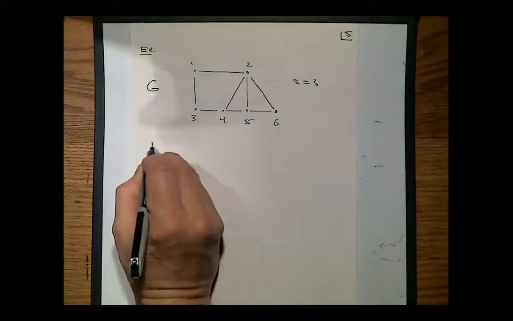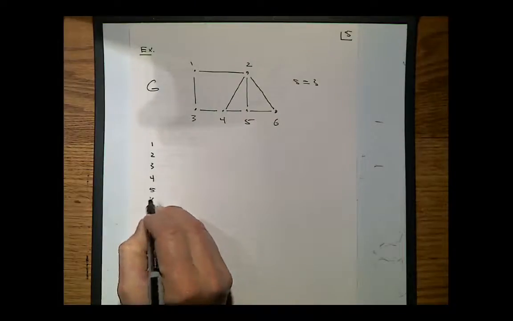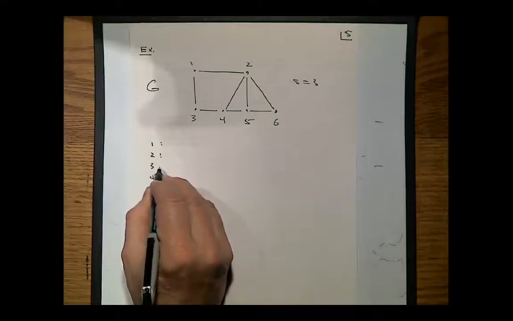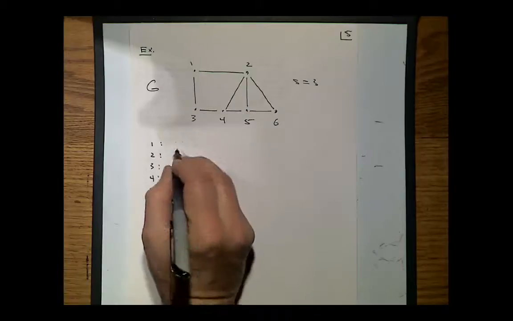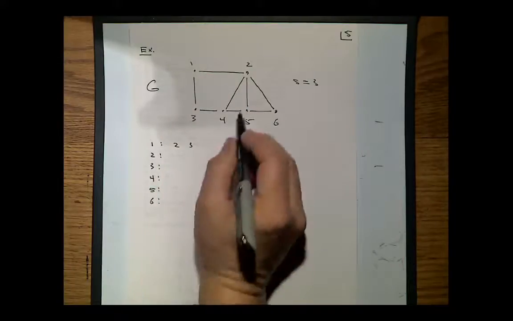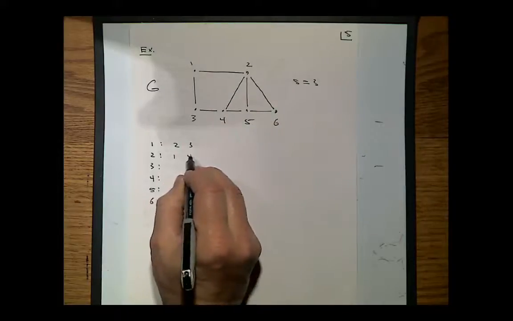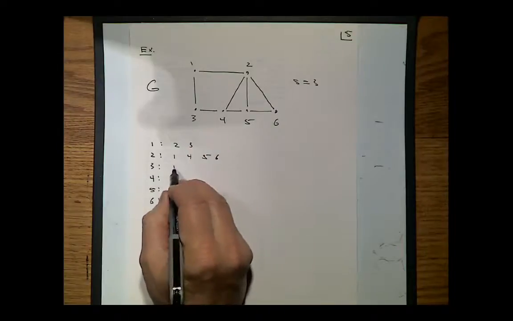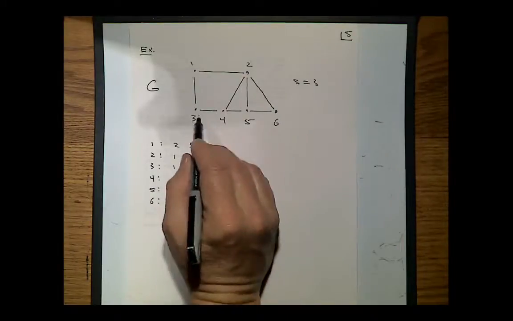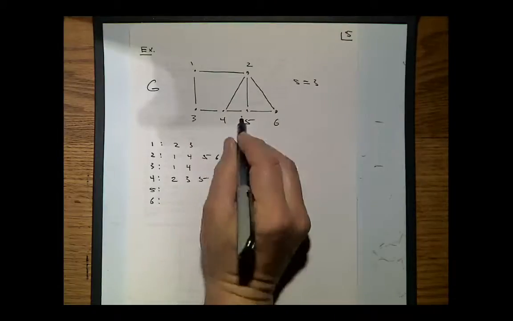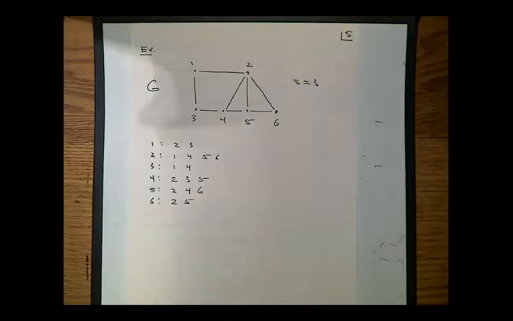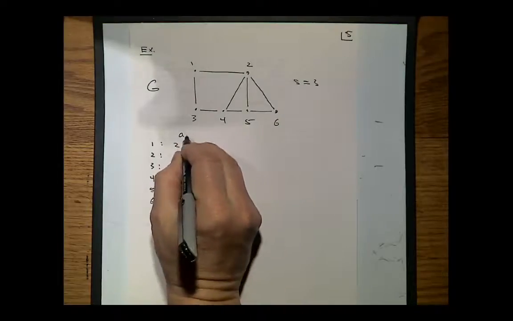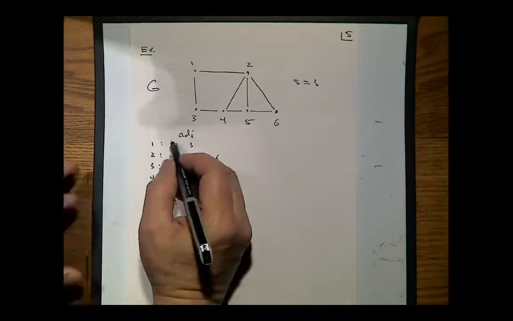Well, let's start by writing down the adjacency list representation. So think of this as an array, and the vertex labels are the indices to the array. So what's adjacent to 1? 2 and 3. What's adjacent to 2? 1, 4, 5, 6. What's adjacent to 3? 1, 4. 4 is adjacent to 2, 3, 5. 5 to 2, 4, 6. And 6 to 2, 5. Okay? So that is the adj array, the array of lists.